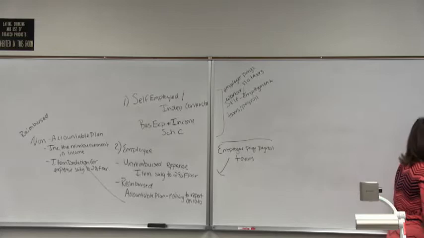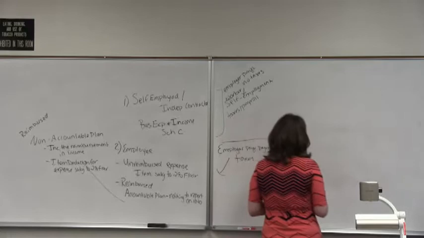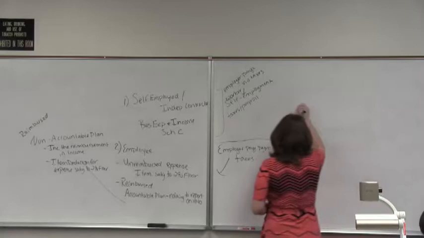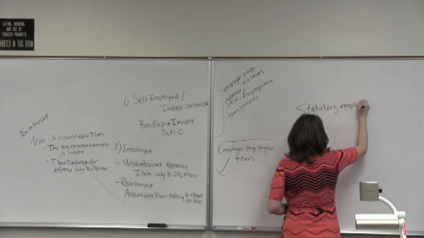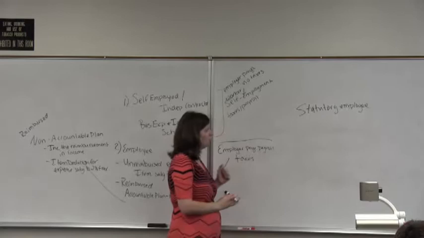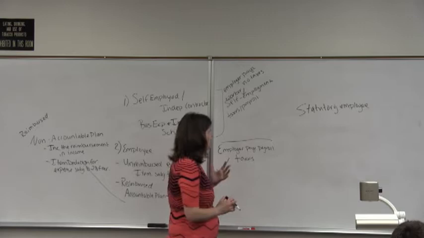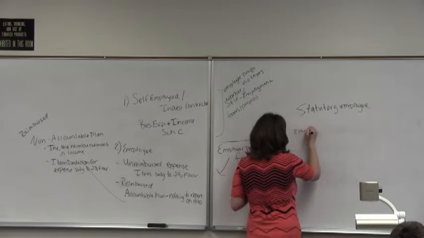Before we move on, there's one thing I forgot to discuss, and I need to discuss it. It's on page 95 of your book. It's called a statutory employee. A statutory employee is a type of employee that the code has said qualifies as basically your employer pays payroll taxes.